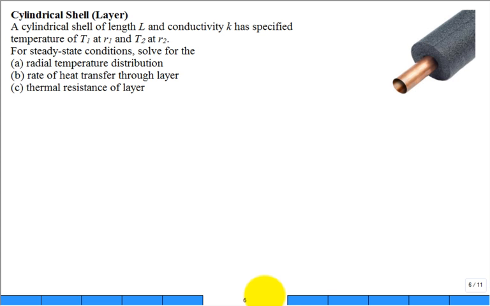So we have a pipe. Right here I've shown an illustration of the pipe. It looks like a copper pipe, and what do they do? They wrapped it with insulation.